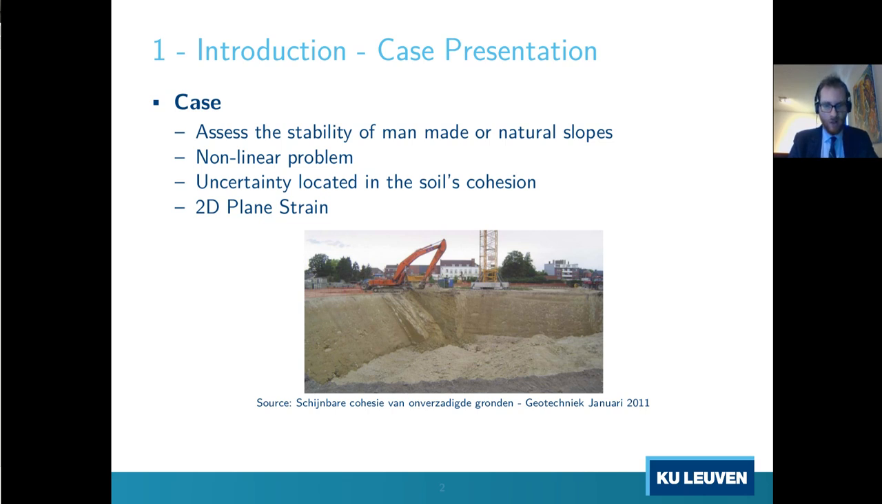So this is actually the problem that I will focus on. This is the case that we will consider. We need to assess the stability of these slopes. It's a nonlinear problem, and the uncertainty is located in the soil cohesion. The model is a two-dimensional problem, and we use plane strain, which means that in the z direction it's infinite depth.